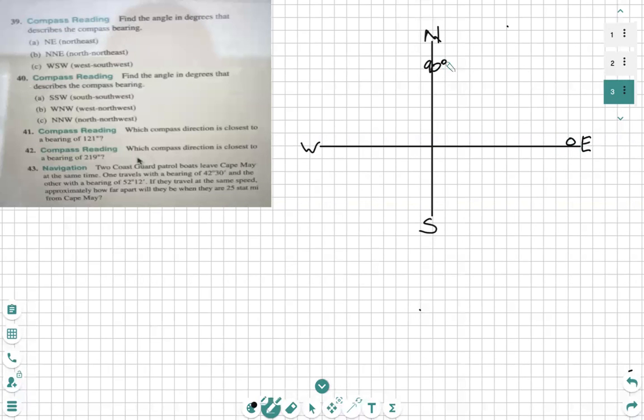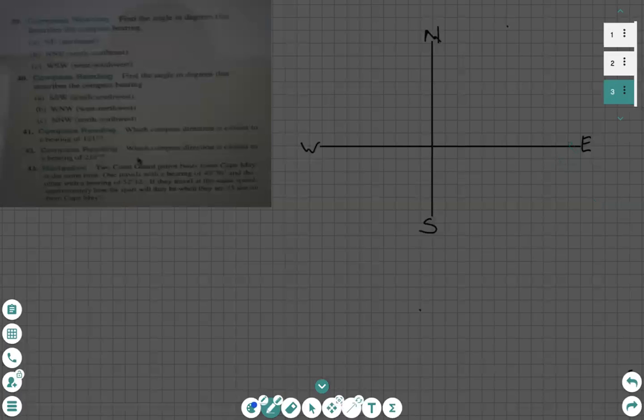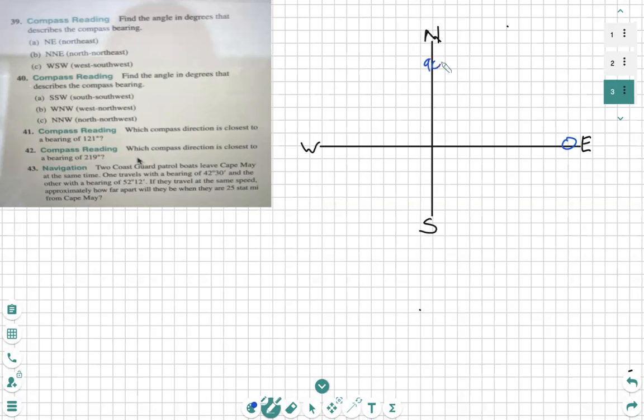Next thing we know, this is 0 degrees. This is 90 degrees. Let's make sure we write these in different colors. This is 0 degrees. This is 90 degrees. This is 180 degrees, 270, then back to 360. Cool. So let's start drawing it.